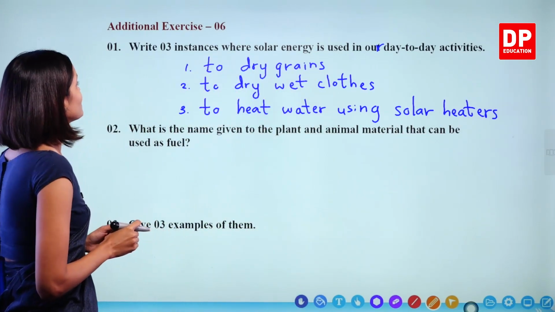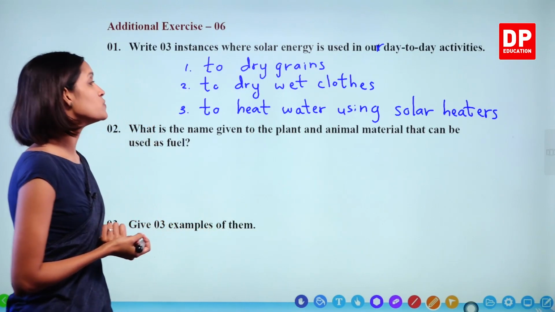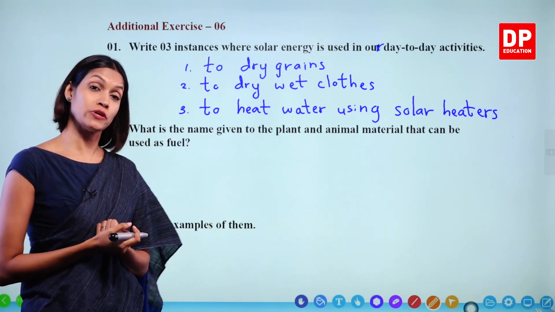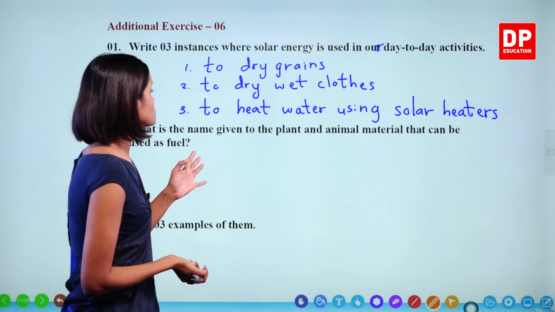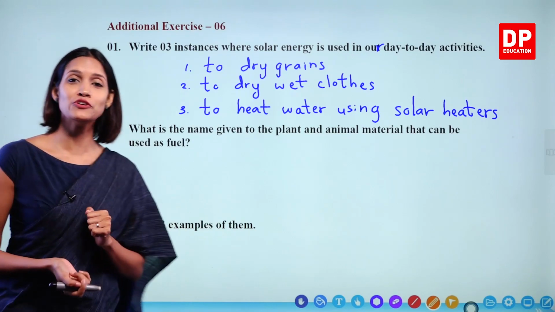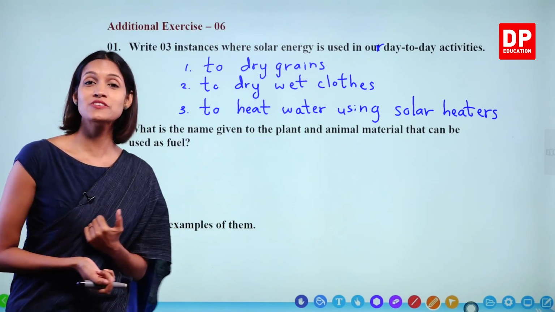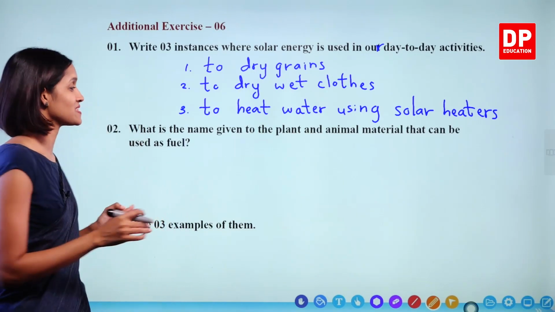Okay, children. To dry grains, to dry wet clothes, to heat water using solar heaters. Okay. Number 2. What is the name given to the plant and animal material that can be used as fuel? Now we discussed about this one earlier. What is the name given? That is biomass.